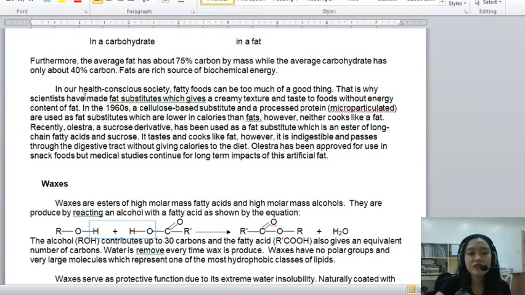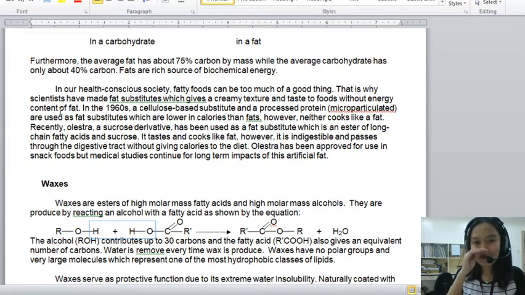That is why scientists have made fat substitutes, which give a creamy texture and taste to foods without the energy content of fat. So, dito na naman tayo. Doon sa ating carbohydrates, gumawa ng substitute sugars. Siyempre, hindi pa pahuli yung para sa lipids, no? Meron ding ginawa na substitute for fats, para hindi masyadong maging obese yung population.